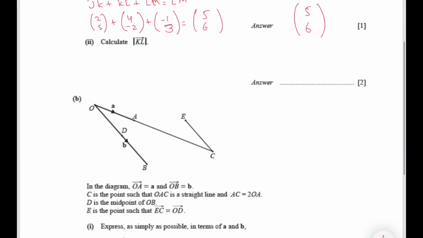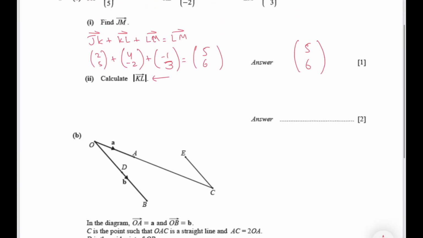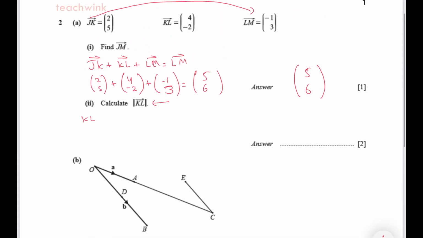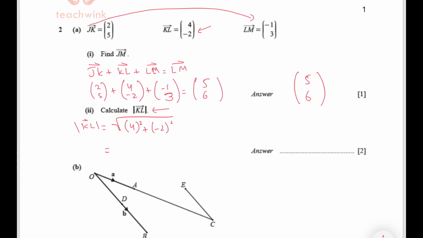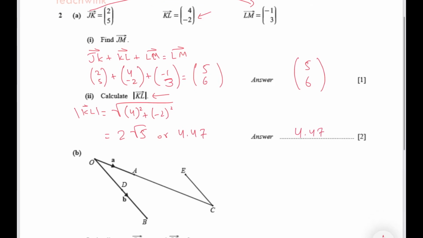The next part says find the magnitude of the vector KL. The formula for the magnitude is very simple. So let's just directly plug in these values. KL is this vector, so we use the square root of 4 squared plus (-2) squared. Let's plug this into the calculator. We do 4 squared plus (-2) squared, and we find the square root of whatever we get, and we get 2√5 or 4.47. Let's write 4.47 as our final answer.